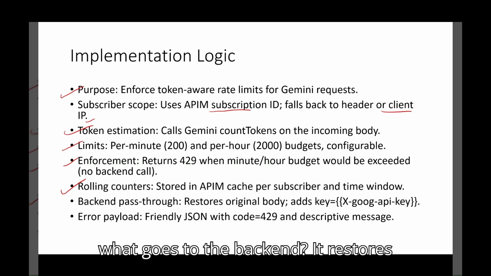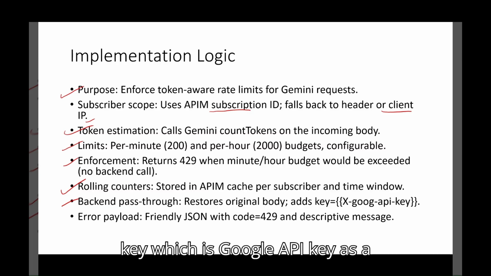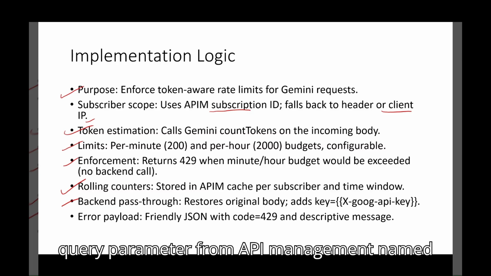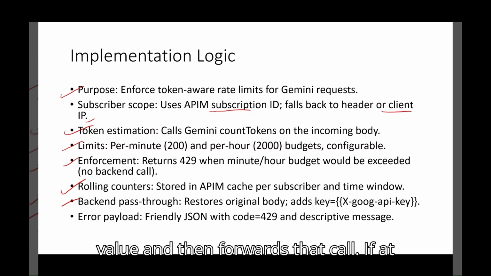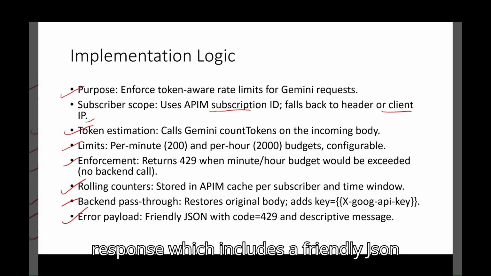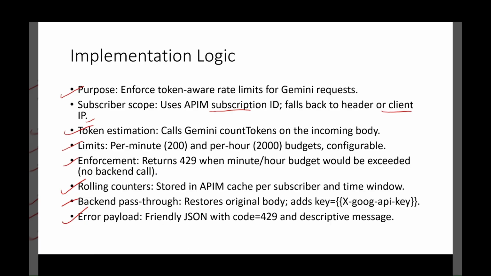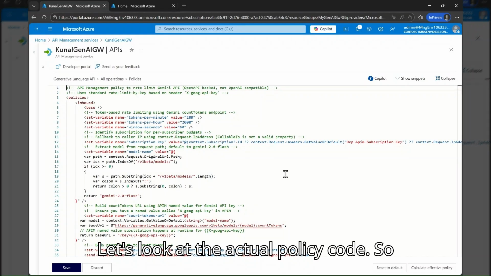Then what goes to the backend? It restores the original request body. It adds the key, which is the Google API key, as a query parameter from the API management named value, and then forwards that call if it is within the limits. And at the end, you get the error 429 response, which includes a friendly JSON message, and the content type of that error will be application/json. Hope this clarifies. Now let's look at the actual policy code.